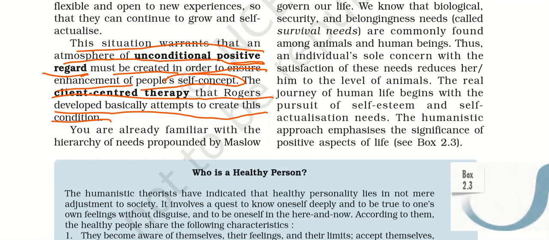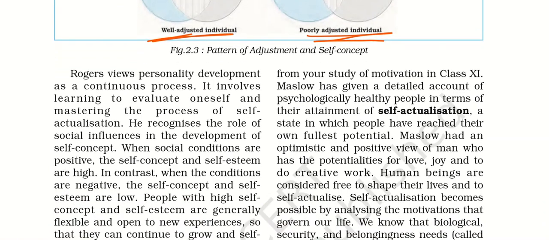Now we'll be reading about Maslow and the hierarchy of needs he proposed. Maslow has given a detailed account of psychologically healthy people in terms of their attainment of self actualization, which was the last thing in their hierarchy of needs, a state in which people have reached their own fullest potential. Maslow had an optimistic and positive view of man who has potentialities for love, joy, and to do creative work.